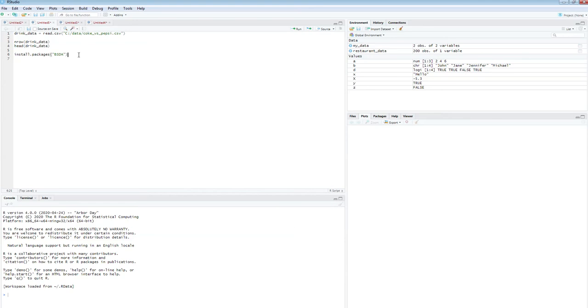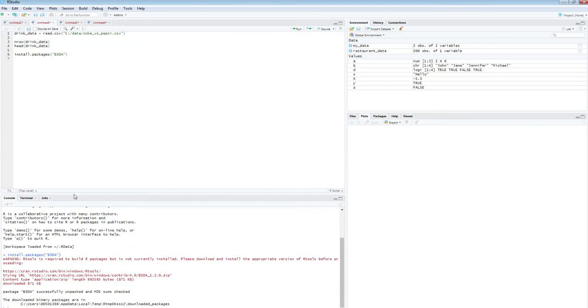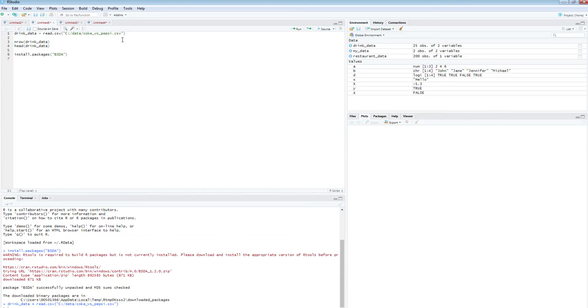Okay, so install the package BSDA, and there you go. Our package is installed, but because it restarted the session for me, it crashed right in the middle of the installation. I'm going to read the data again, because when it restarts the session, it basically loses everything that was in the memory. So I have to read the data again.